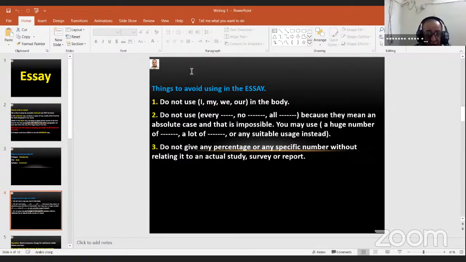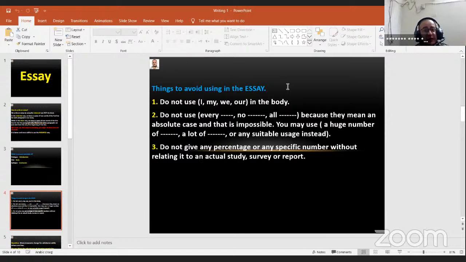Things to avoid using in the essay. Do not use I, my, we, our in the body. It's better not to do that. Don't use every, no, or similar words, because they mean an absolute case, and that is impossible. You may use a huge number of, a lot of, or any suitable phrase instead.